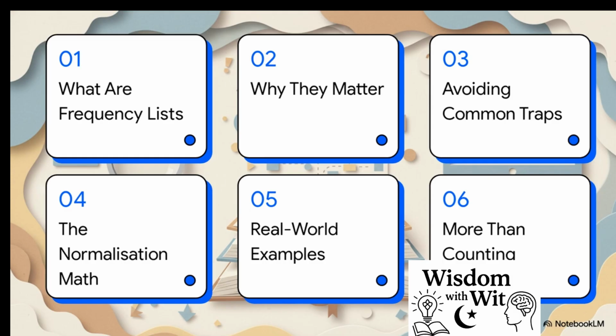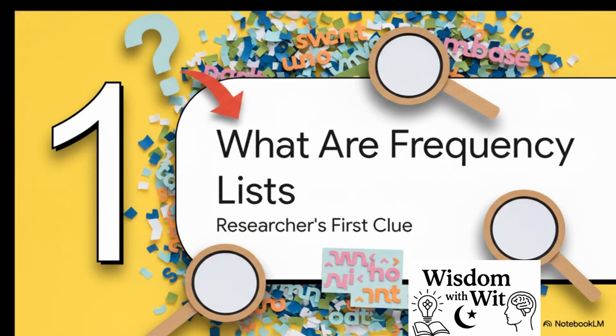Here's our roadmap for the explainer. We'll start with the basics, what frequency lists actually are and why they matter. Then we'll navigate some common methodological traps, tackle the normalization math, dive into some real-world examples, and finally, discover why this whole thing is about so much more than just counting. Okay, let's jump right into Section 1.